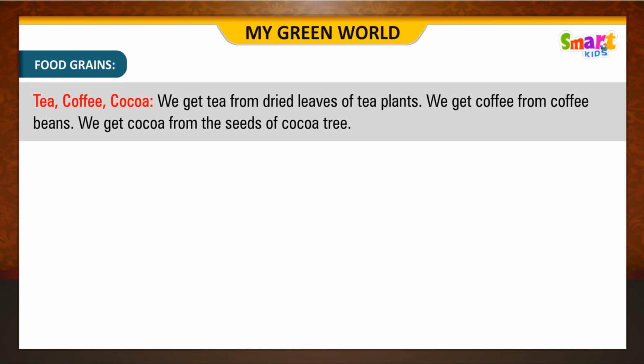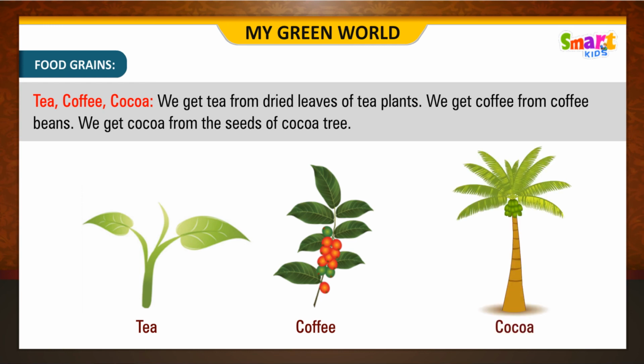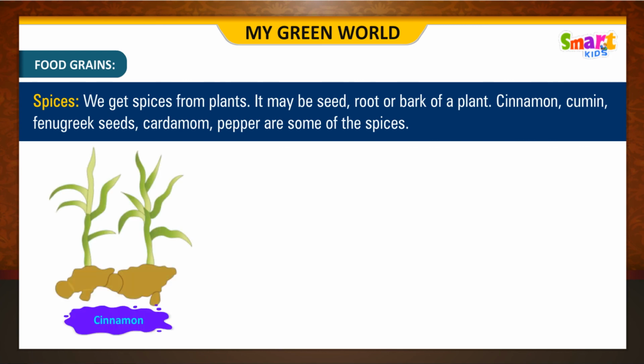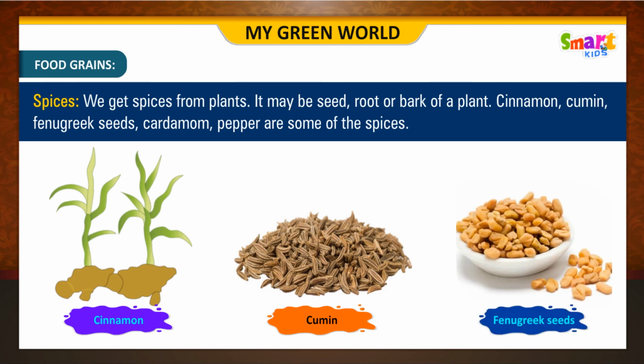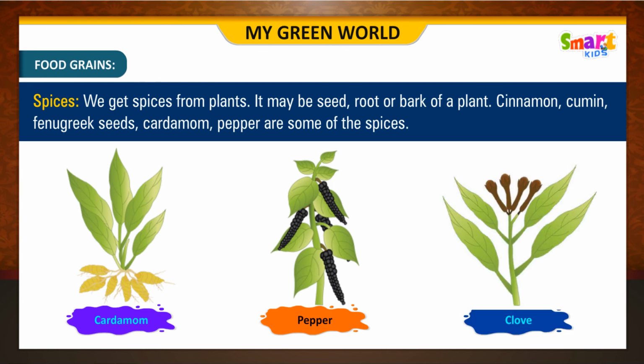Tea, coffee, cocoa. We get tea from dried leaves of tea plants. We get coffee from coffee beans. We get cocoa from the seeds of cocoa tree. Spices. We get spices from plants. It may be seed, root, or bark of a plant. Cinnamon, cumin, fenugreek seeds, cardamom, pepper are some of the spices.